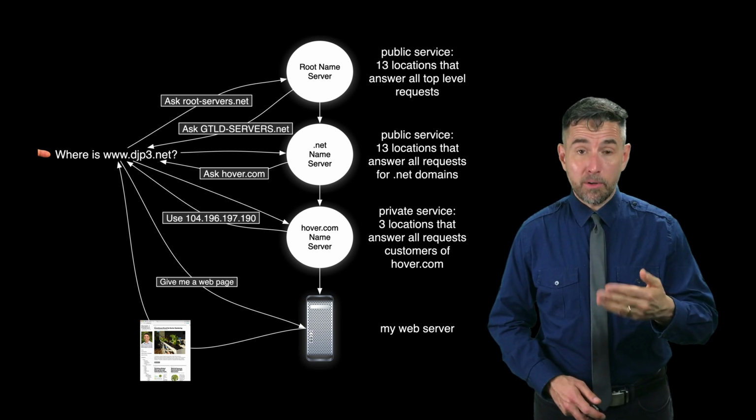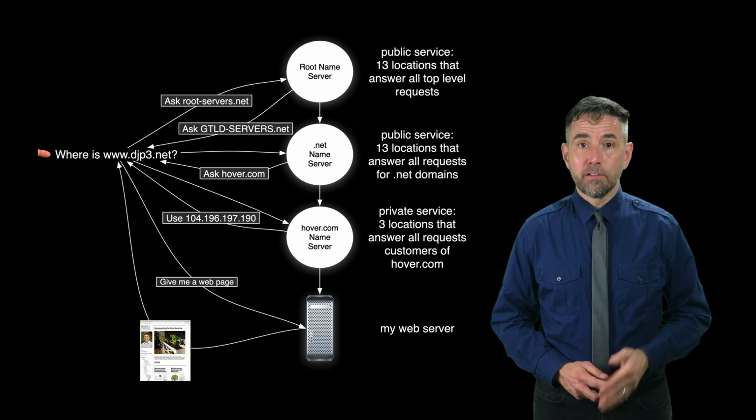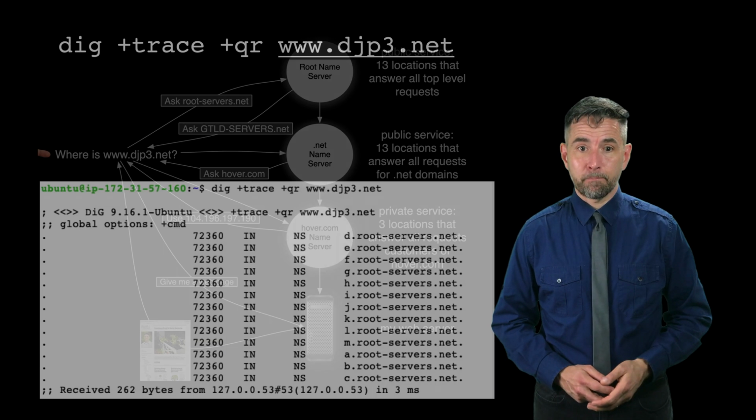In total, there's 4 different requests here: the global set, the .net set, the djp3.net set, and the www.djp3.net question. 4 different requests for one translation.